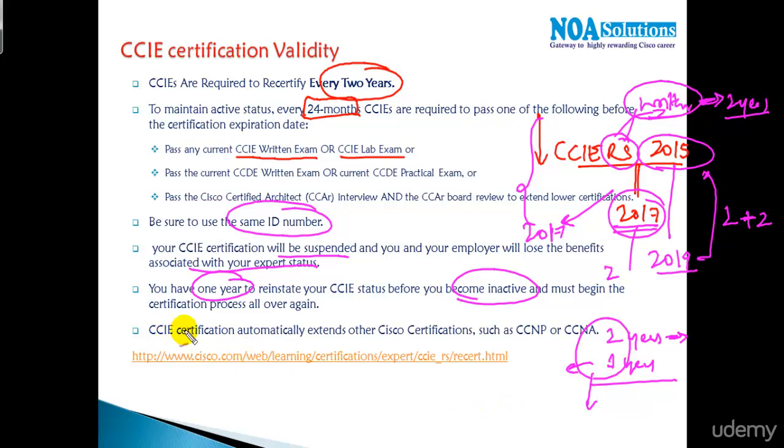Whenever you do CCIE certification, it extends all the remaining certifications like CCNA and CCNP. Which means you can directly write the CCIE written exam and then the lab exam without any CCNA or CCNP certifications.